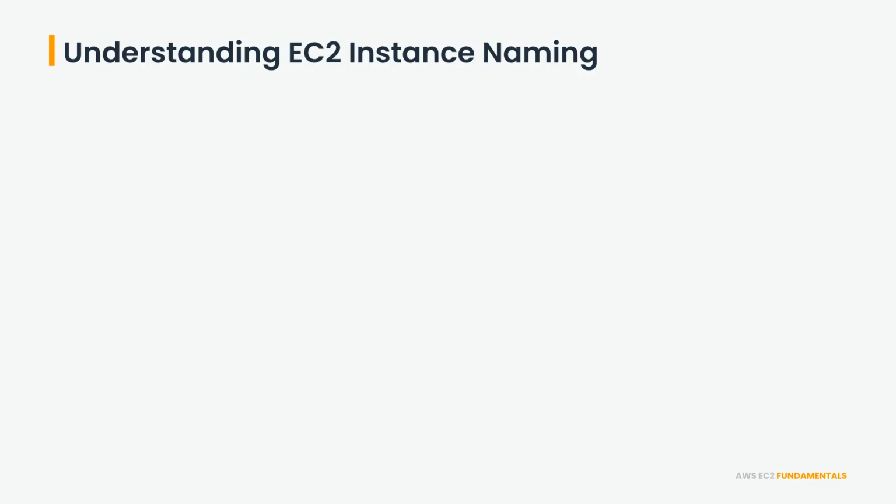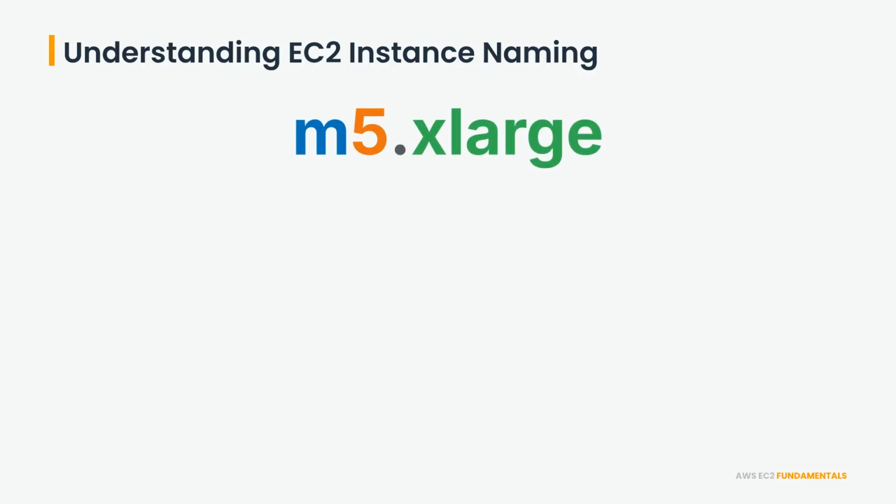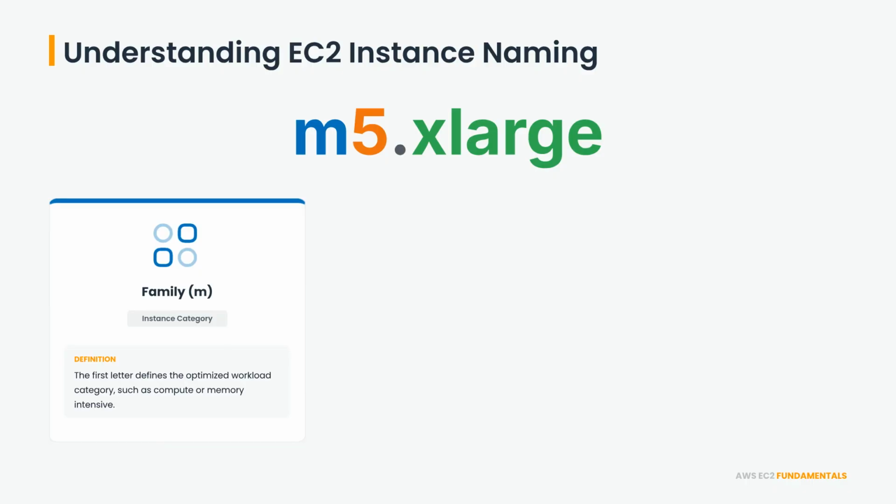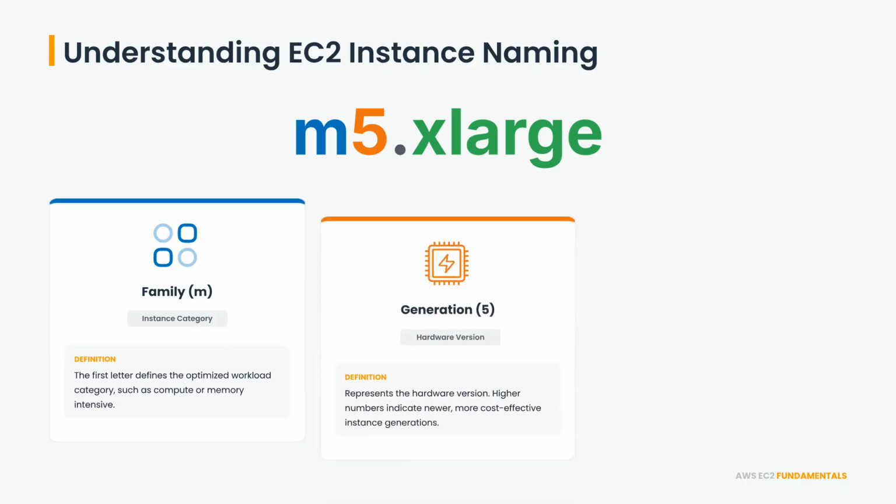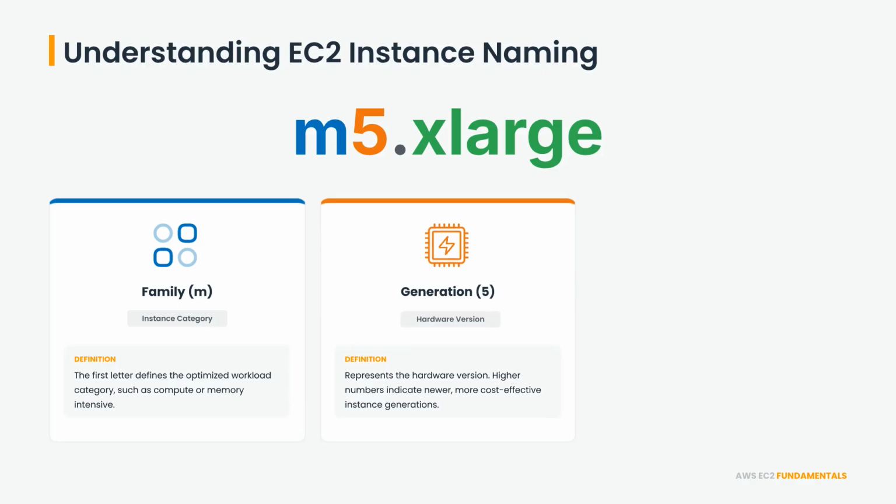Let's take an example: m5.xlarge. The first letter represents the instance family. In this case, M stands for general purpose. The number 5 indicates the generation. Newer generations provide better performance and efficiency.